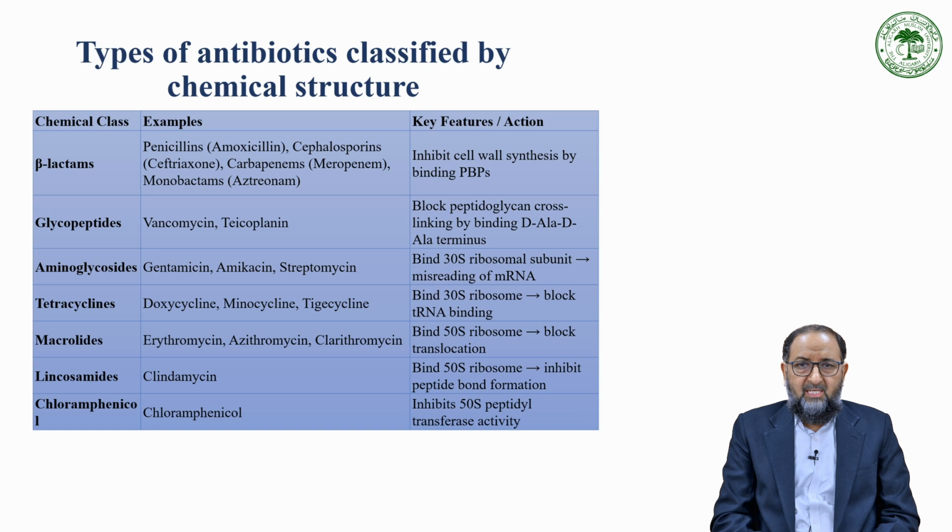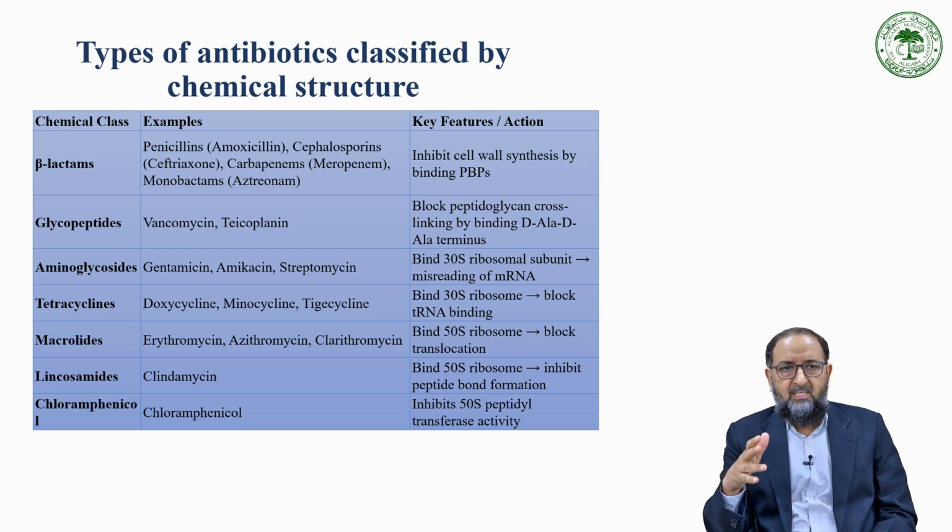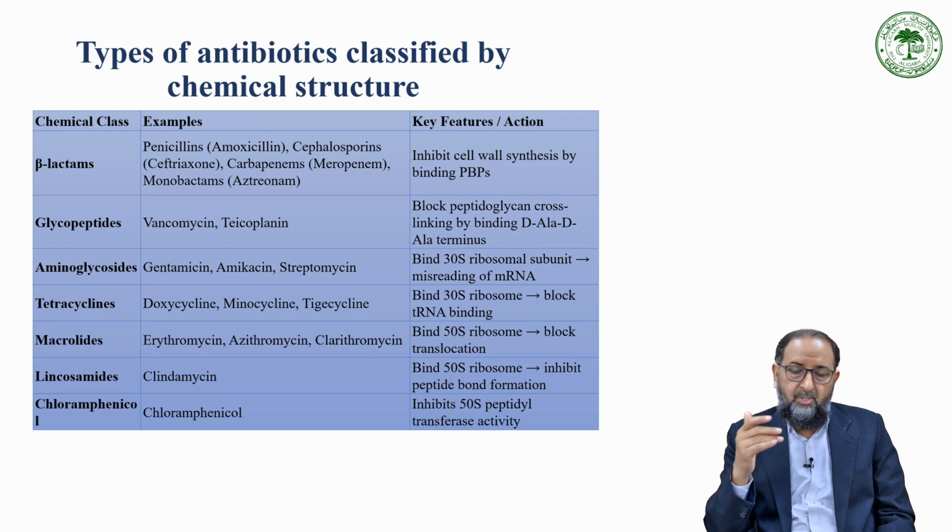Types of antibiotics classified by chemical structure: beta-lactams, then we have penicillin, amoxicillin, cephalosporin, ceftriaxone, carbapenem, meropenem, monobactam, aztreonam. This is the class of antibiotics belonging to the beta-lactams, and some of them, like the monobactam aztreonam, are very broad spectrum antibiotics. They inhibit cell wall synthesis by binding the penicillin binding protein.